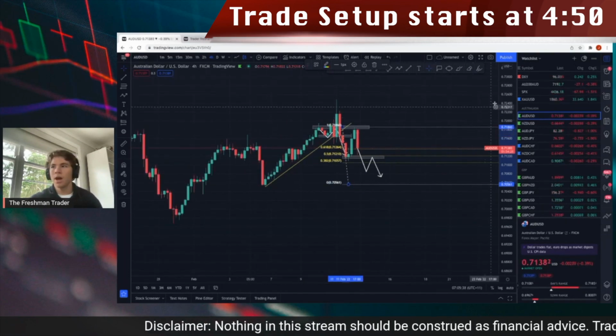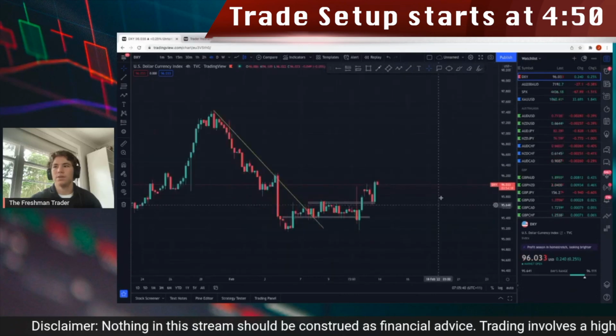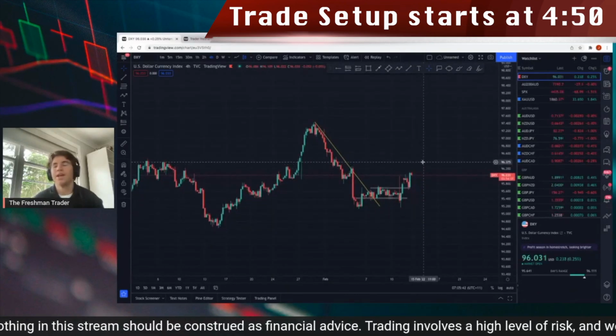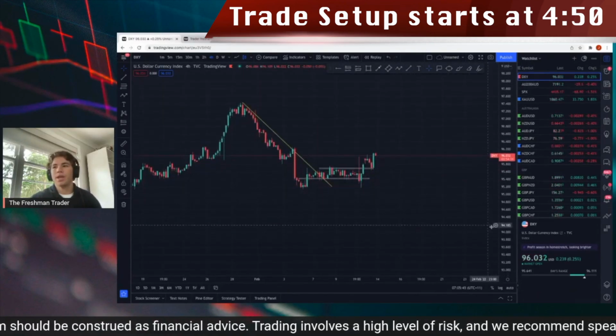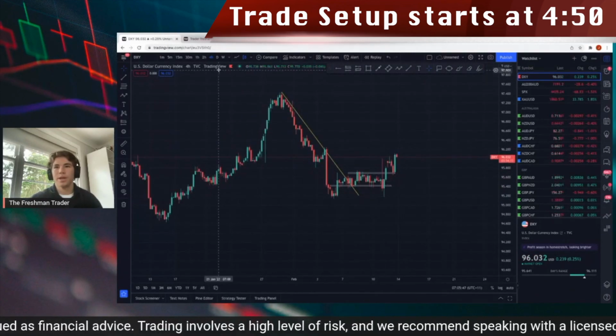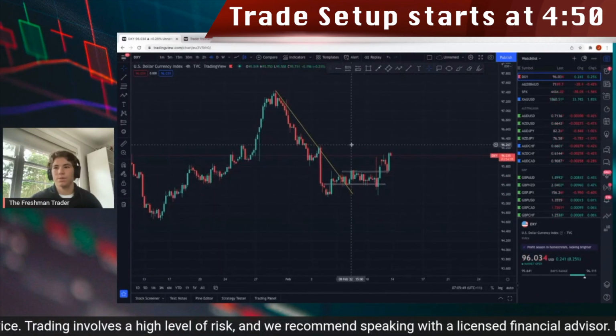Okay. Before I forget, I'll have a look at the dollar strength index because I think it is a very important indicator for the upcoming week. And I'll just explain to you guys the structure of this market here.